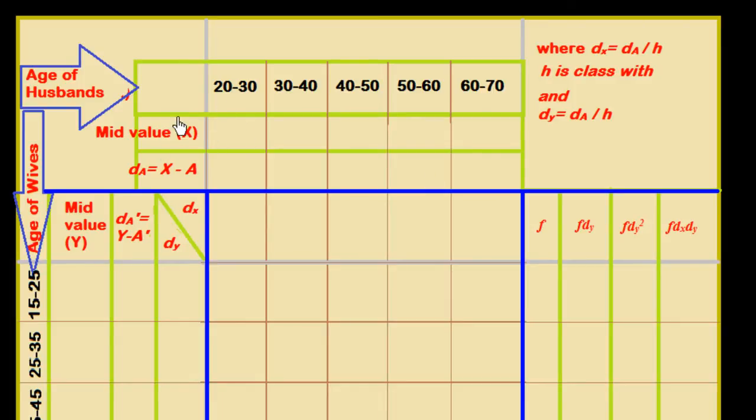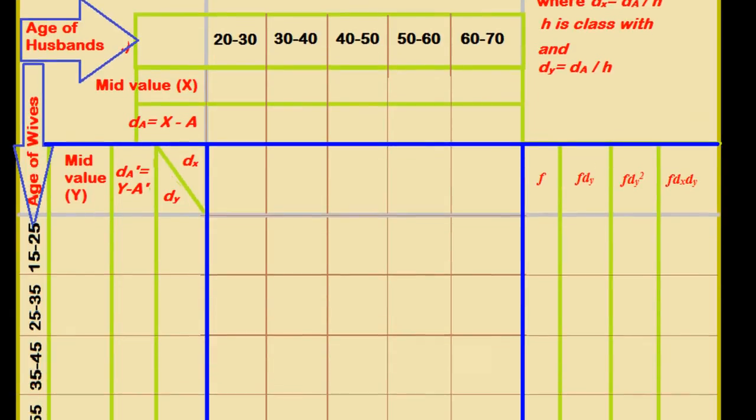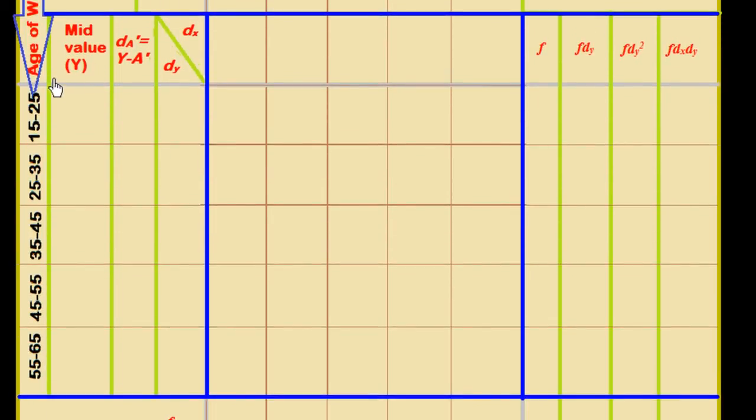Here is our header. In the middle portion of the header, you have to write down the ages of husbands: 20 to 30, 30 to 40, 40 to 50, 50 to 60 and 60 to 70, which are given in our question. And on the left header, we write the ages of wives: 15 to 25, 25 to 35, 35 to 45, 45 to 55 and 55 to 65. We have to write down these two things.